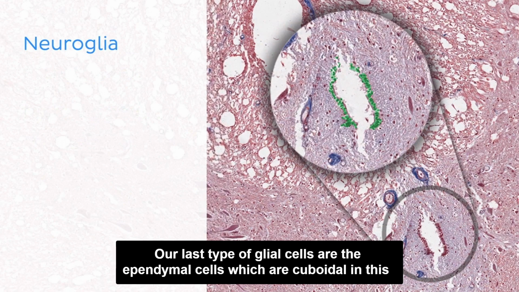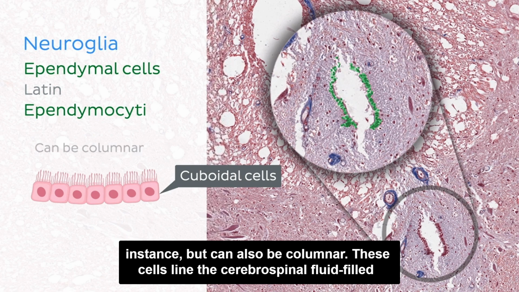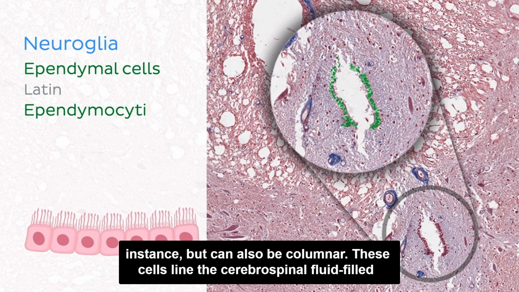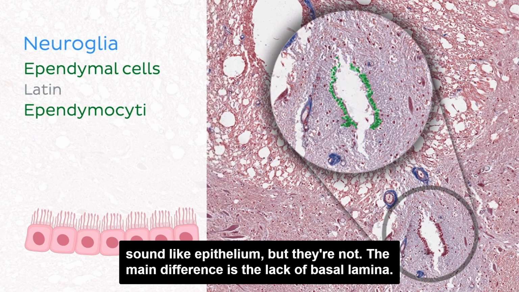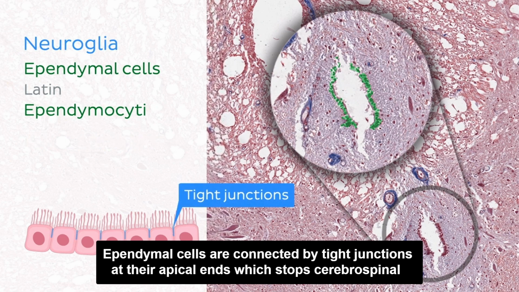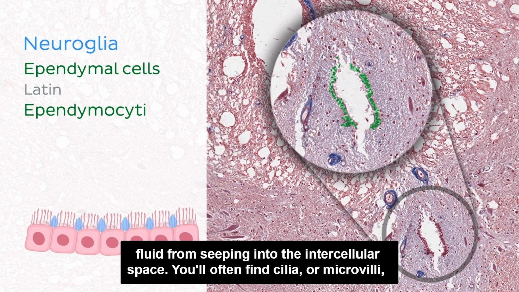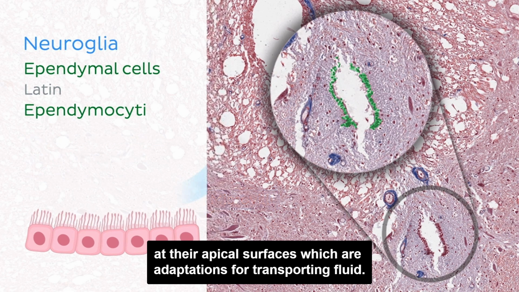Our last type of glial cells are the ependymal cells, which are cuboidal in this instance, but can also be columnar. These cells line the cerebrospinal fluid-filled spaces in the central nervous system, in this instance, the central canal. These cells may sound like epithelium, but they're not. The main difference is the lack of basal lamina. Ependymal cells are connected by tight junctions at their apical ends, which stop cerebrospinal fluid from seeping into the intercellular space. You'll often find cilia or microvilli at their apical surfaces, which are adaptations for transporting fluid.